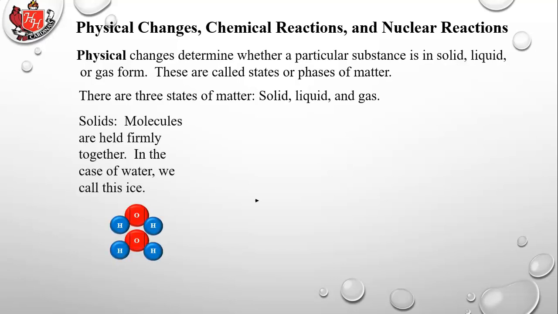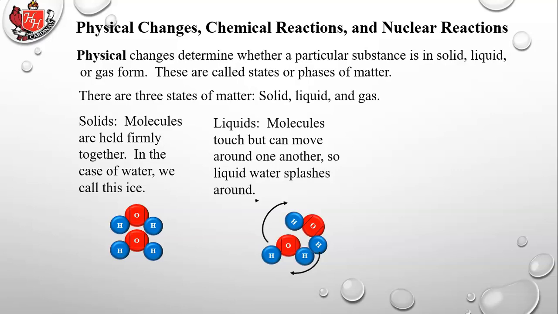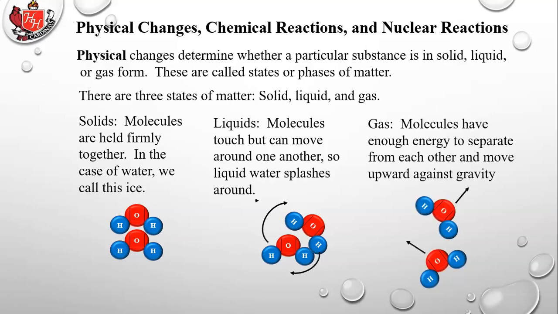Solids, molecules are held firmly together. In the case of water, we call this ice. Liquids, the molecules touch each other but can move around one another. So liquid water splashes around. Gas, molecules have enough energy to separate from each other and move upward against gravity. So they're independent structures, the molecules, when they're in gas form.